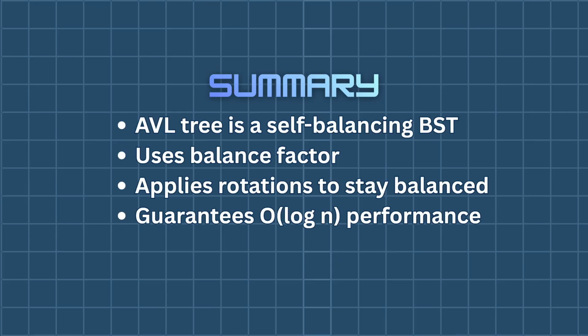To summarize, AVL trees are self-balancing binary trees that maintain efficiency by keeping their height balanced. They use balance factor and rotation to ensure that operations remain fast. AVL trees are especially useful in systems where search speed is critical.